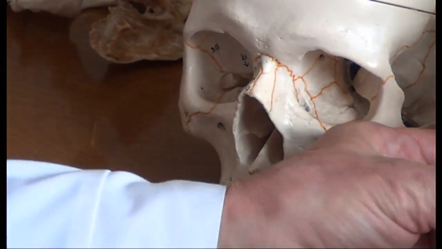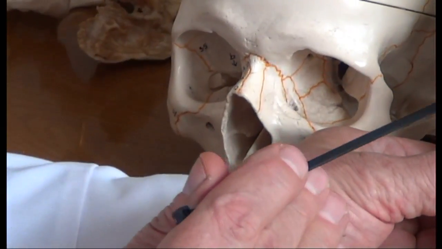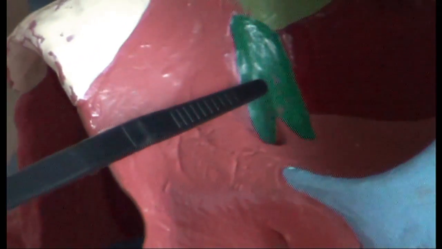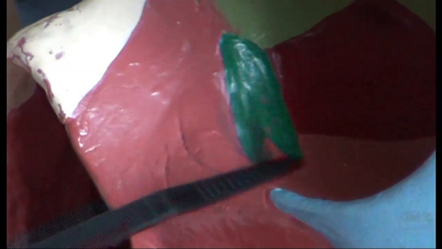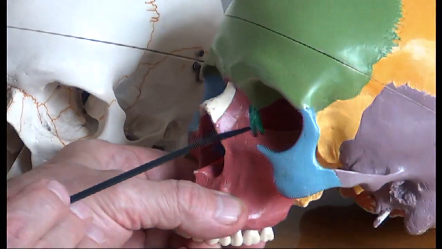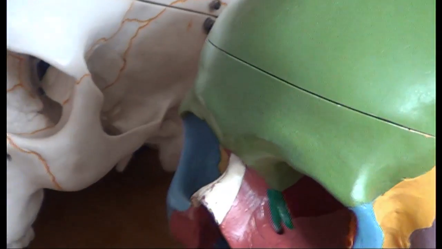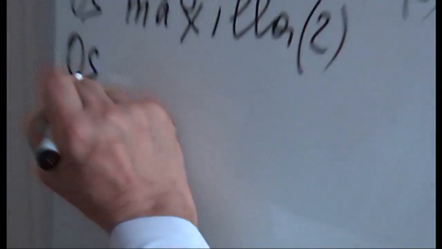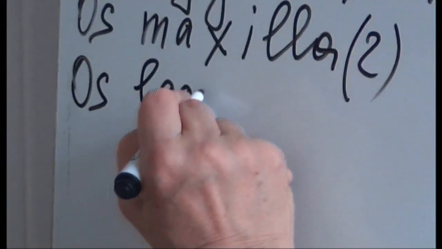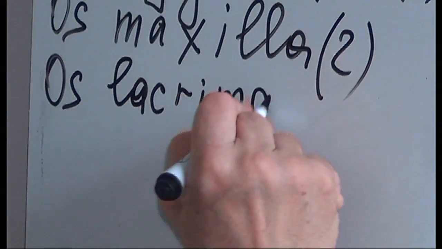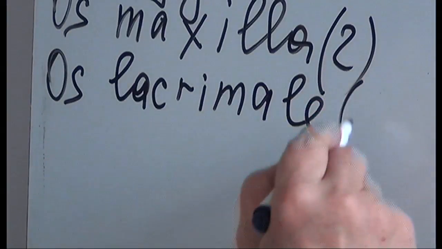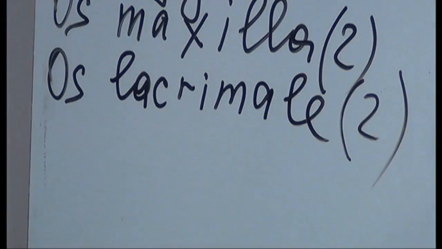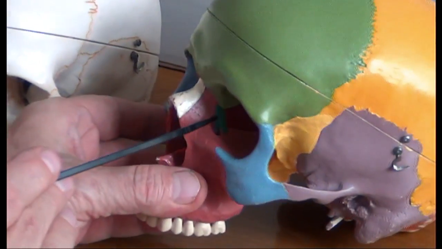Then inside of the orbit we can find this dark green bone, which is the lacrimal bone. Os lacrimale.